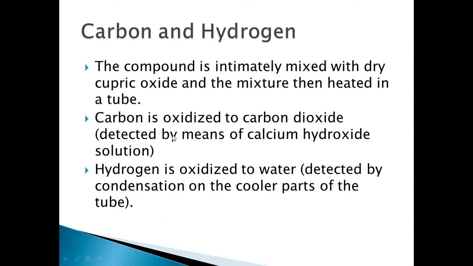Carbon and hydrogen can be detected by intimately mixing the compound with dry cupric oxide and the mixture then heated in a tube. Carbon is oxidized in the process. Carbon will be oxidized to carbon dioxide, and this can be detected by means of calcium hydroxide solution. Remember the milky test. Okay. Then hydrogen is also oxidized to water, and this can be detected by condensation on the cooler parts of the tube.